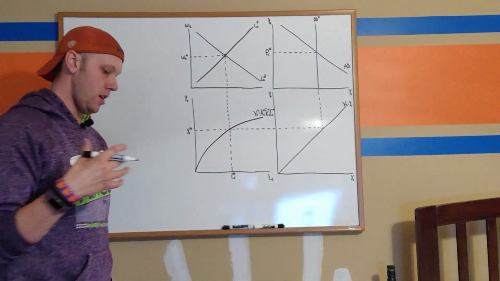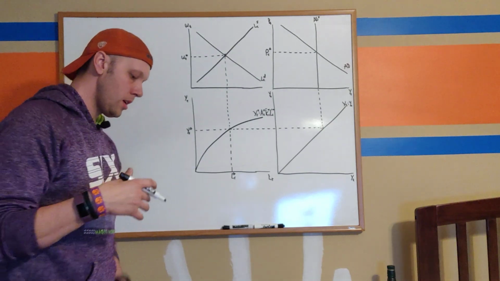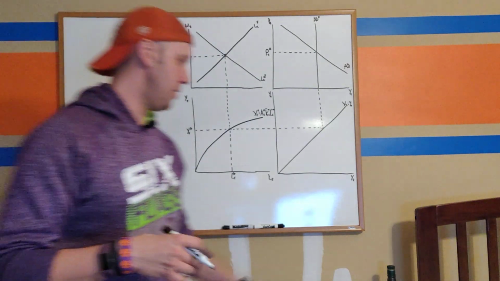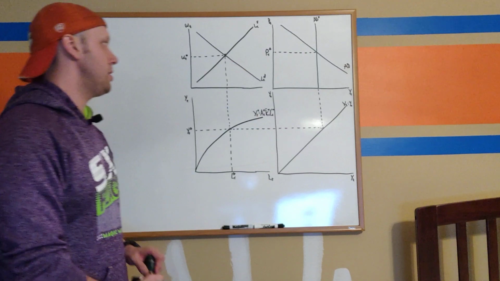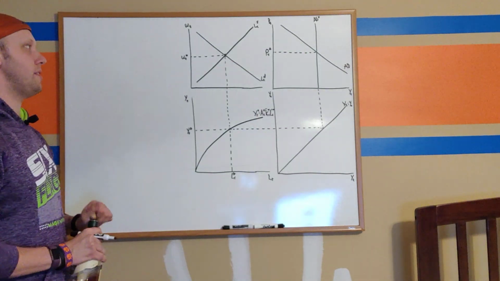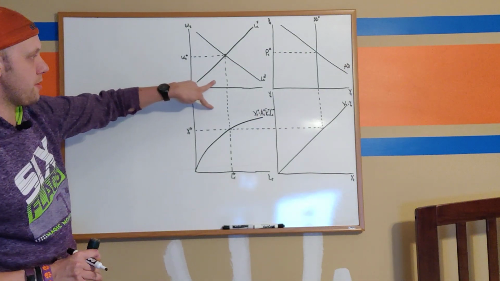Now, if there's a negative technology shock, what happens is, because the negative technology shock is going to occur on the supply side of things, it's going to occur in either this graph or this graph.